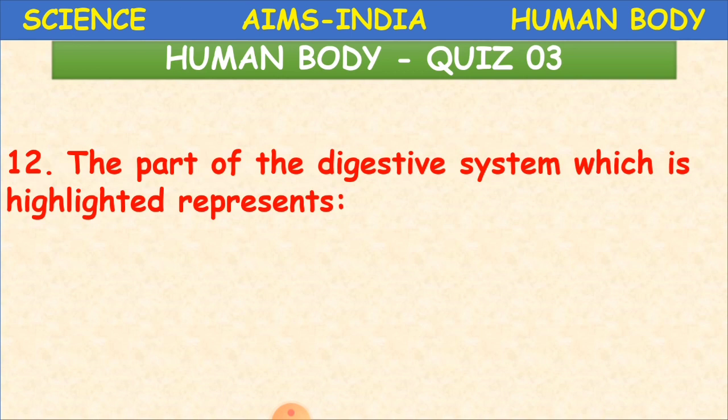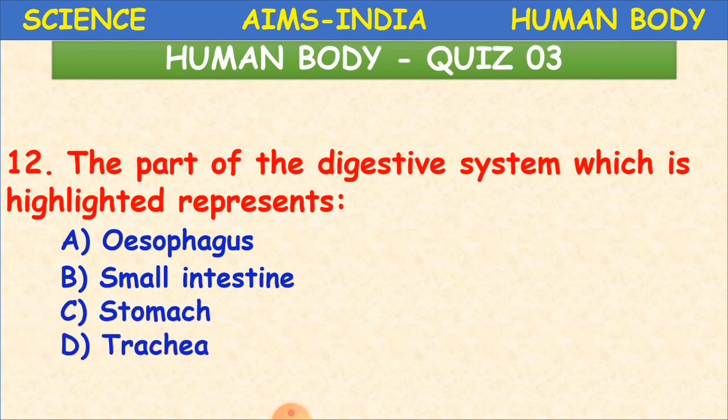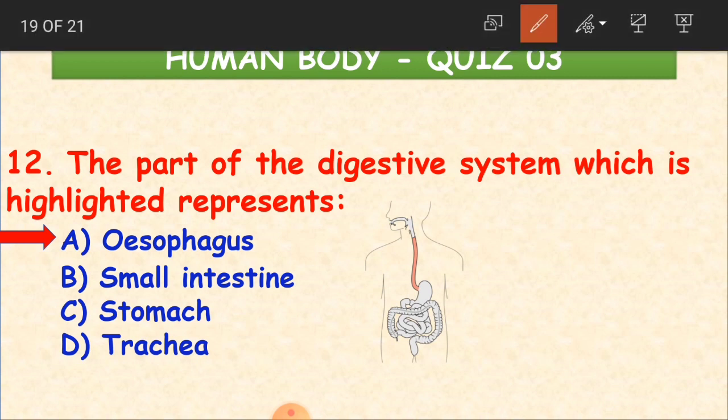The part of the digestive system which is highlighted represents what? So you will have a picture here, and you have to identify what this part is. Yes, children, what is it? Yes, esophagus, that is option A, the food pipe. This highlighted part, in the sense that it is in a different color, is the food pipe, that is the esophagus. Okay, children, clear? So that's all for today.